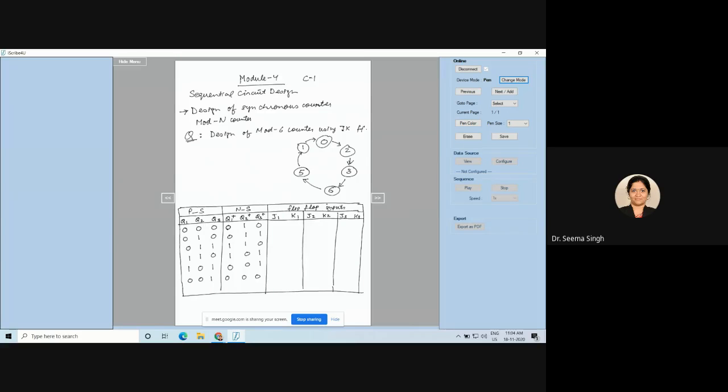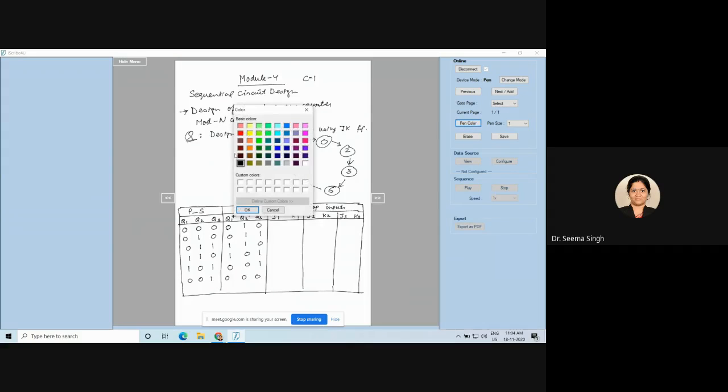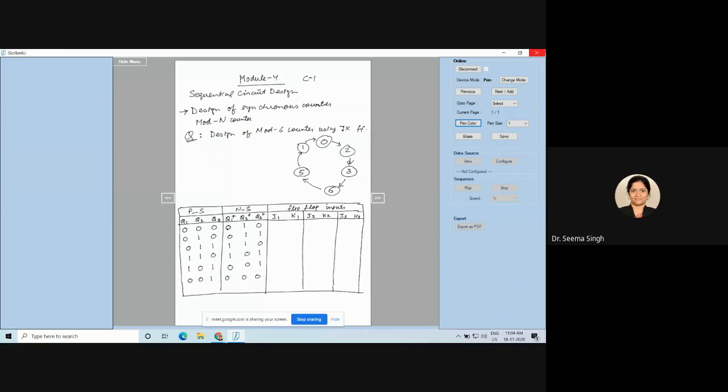So I will be using this space now, and all of you should understand how I am making this application table. I am writing the application table of JK flip-flop. Now, what do you mean by this application table? You all know that a flip-flop changes its state based upon the input. Application table means I am writing my output Q to Q plus on the left-hand side, and I am writing the excitation of JK on the right-hand side.